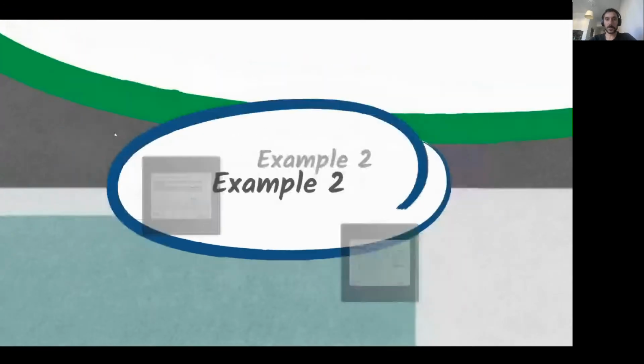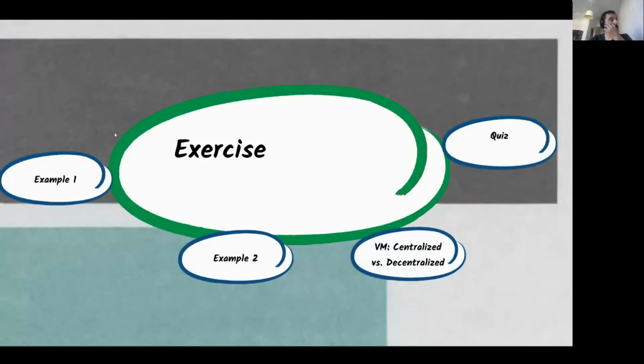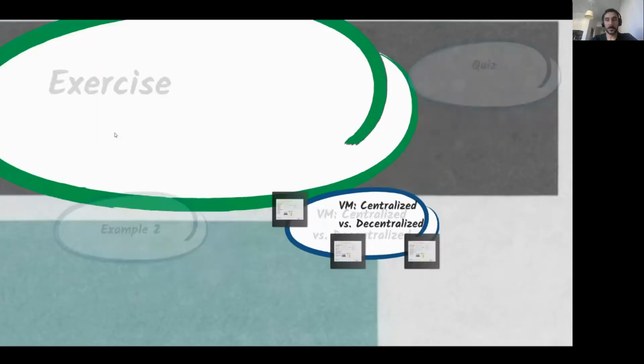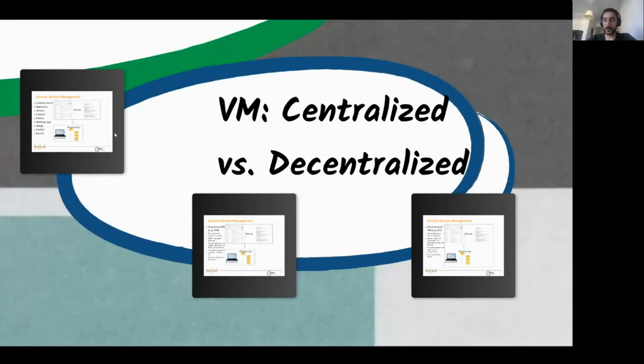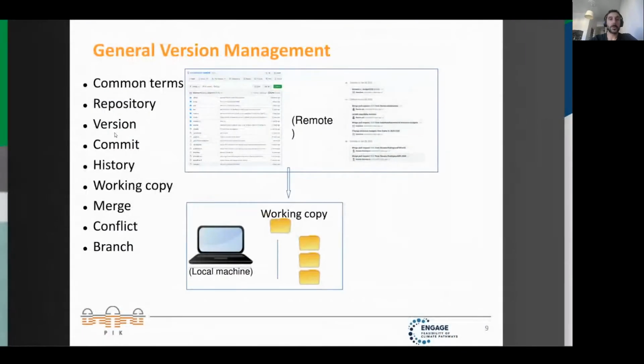We saw another example. Now, throughout the development of version management tools, at some point a change happened, and a big improvement was introducing the notion of centralized and decentralized version management tools. But first, let's see a couple more definitions of important terms that will help us understand what a version management tool does.